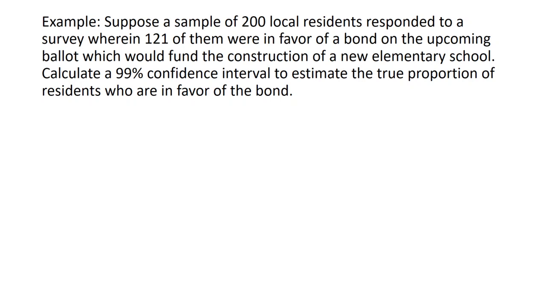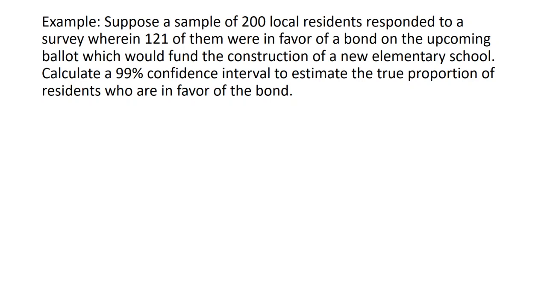So let's say, for example, they were trying to get an idea about an upcoming bond that was going onto the ballots for people to vote on. Whoever was doing the study talked to 200 residents. 121 of them were in favor of the bond. I'd like you to first calculate a 99% confidence interval to estimate what the true proportion of people who are going to vote for it will be.